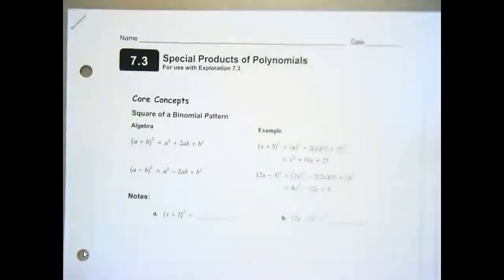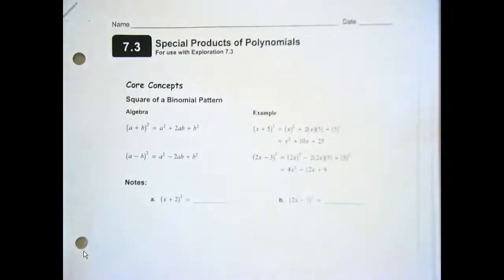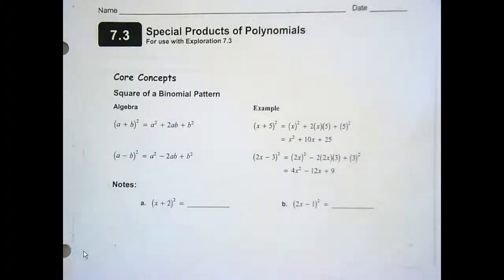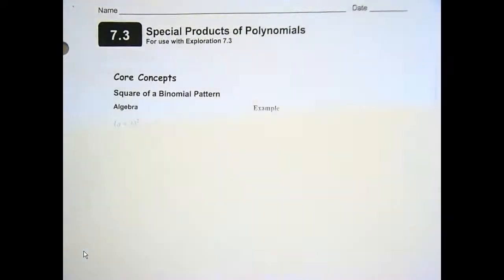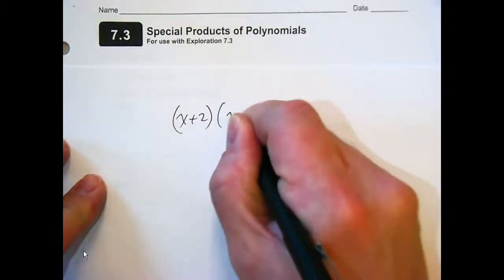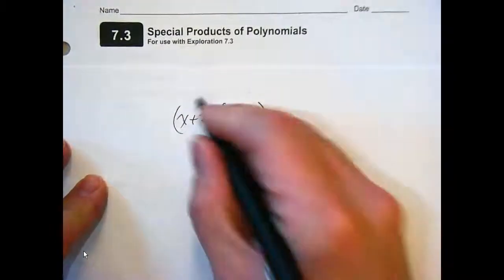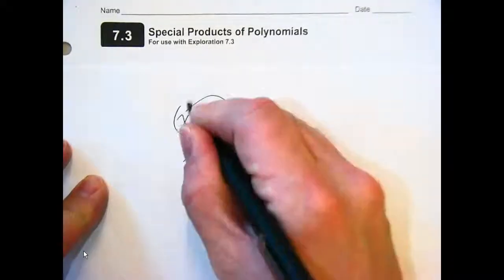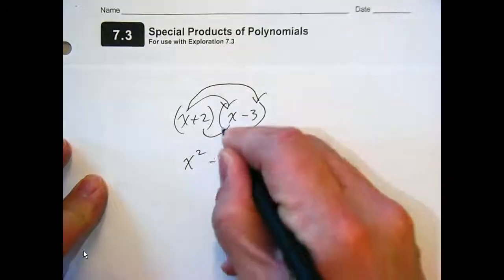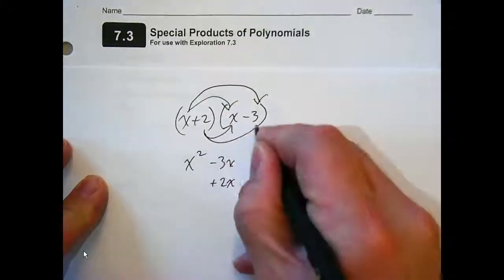Today we're going to talk about special products, so they're kind of shortcuts in math. If you think back to what we did yesterday, we were multiplying binomials times binomials and binomials times trinomials. We had maybe x plus 2 times x minus 3, and we multiplied it out to get our x squared, our negative 3x, our positive 2x, and our negative 6.